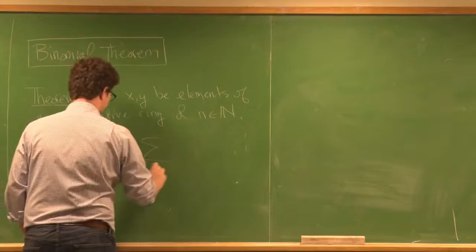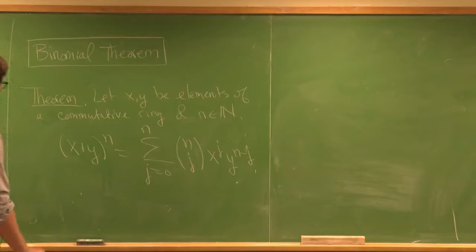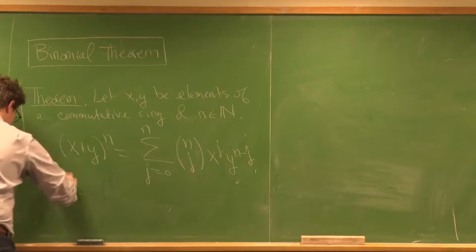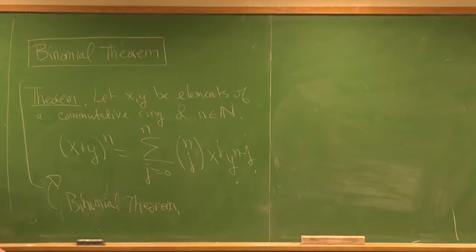Okay, so then we'll have x plus y to the n is going to be the sum from j equal to 0 up to n of n choose j, x to the j, y to the n minus j. So this is called the binomial theorem. There's a power series version, and sometimes people call that the binomial theorem. That's in Calc 2.